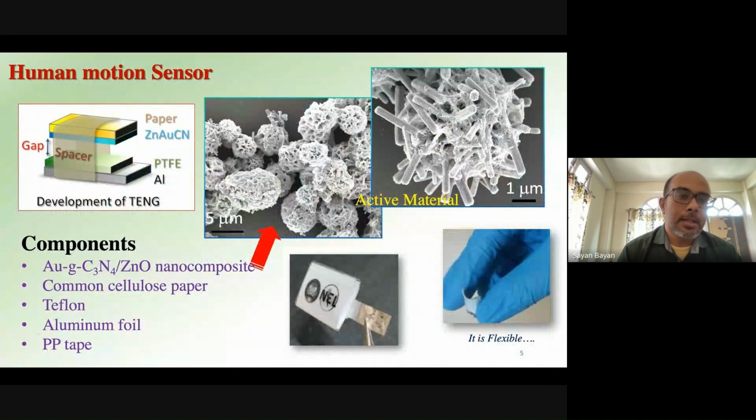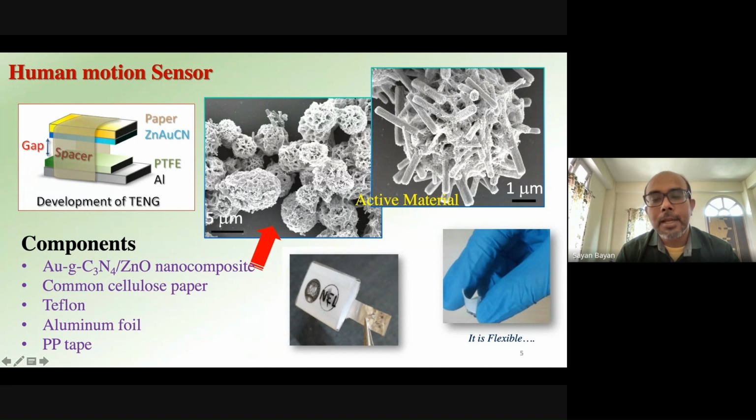First of all, the application as a human motion sensor. This is the schematic of the device, and here you can see the proof-of-concept prototype device which we have developed. This is the logo of our university, and this is the logo of our lab. The components we have used are gold decorated graphitic carbon nitride, zinc oxide nanocomposite, common cellulose paper, Teflon, aluminum foil, and PP tape.